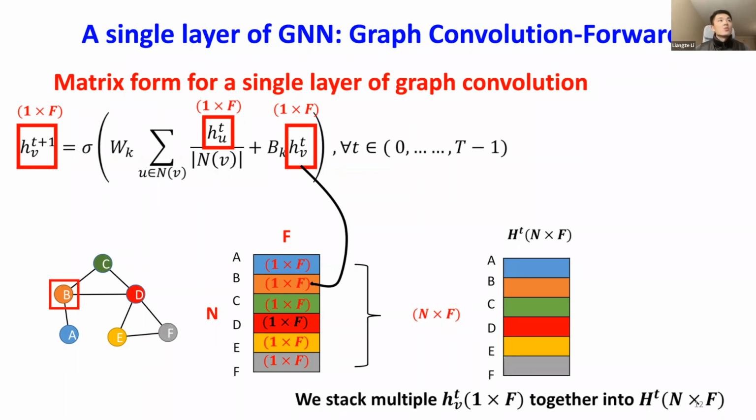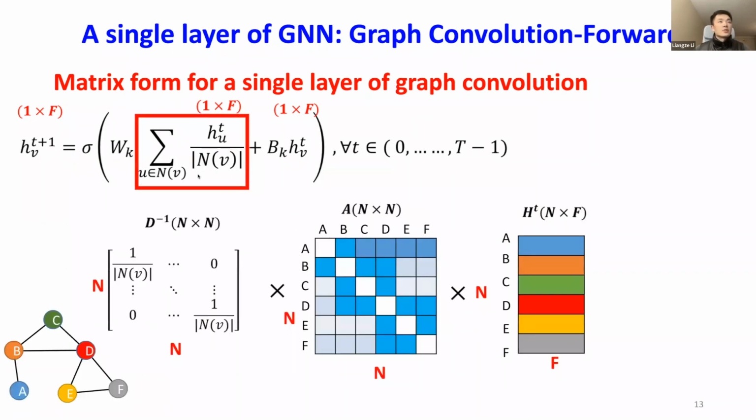All right, so let's decompose this. The first component of this complex formula is the summation over all u in the set of neighbors of V. N of V just means the neighbors of V, so the nodes that V has a direct edge with, right?